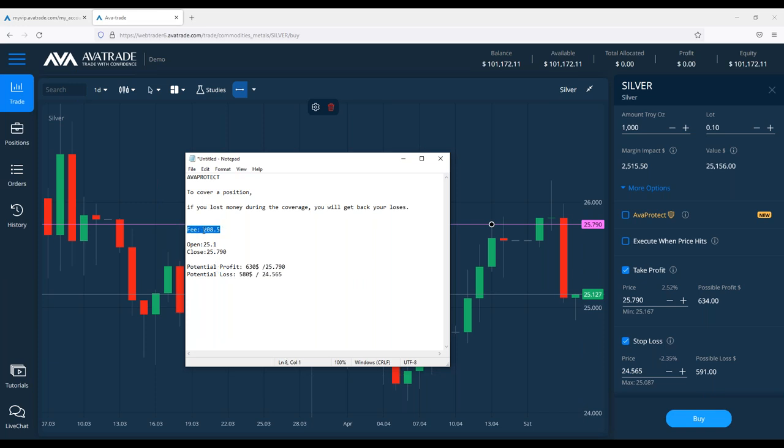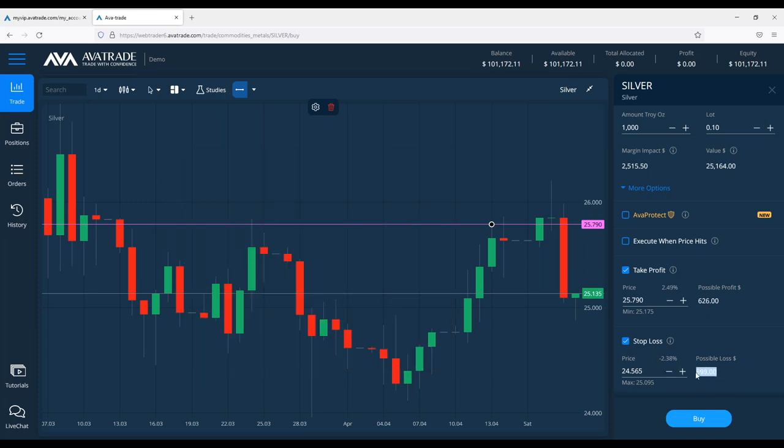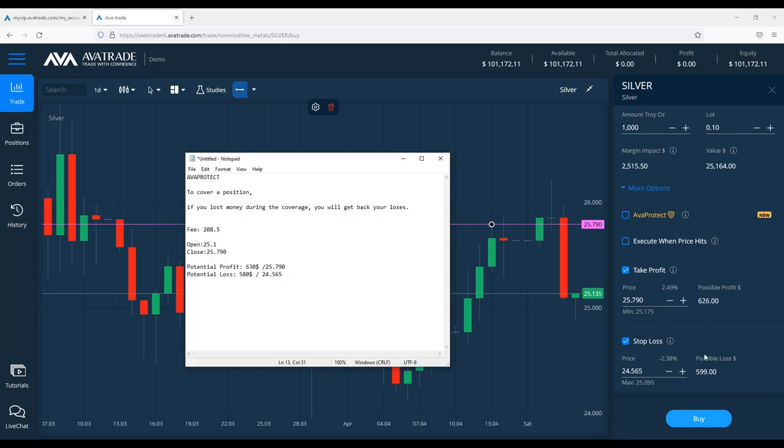This fee will be paid anyway, even if we make profits or losses. But the idea is, if we pay 208 and things go sideways to here, to this area, 24.5, that means we're going to lose potentially $600. Now, I guess most of you will agree with me that it's better to pay $200 to get $600 back rather than to pay nothing and to lose the $600.